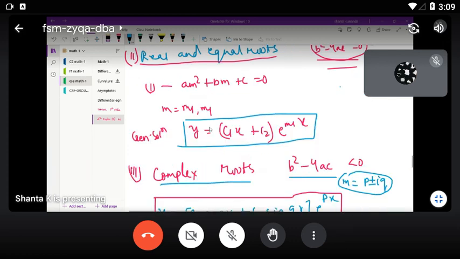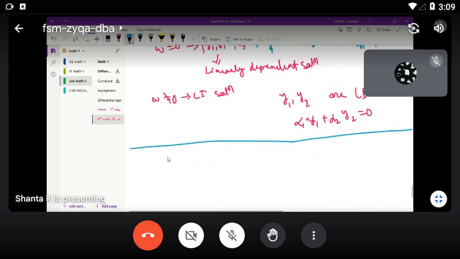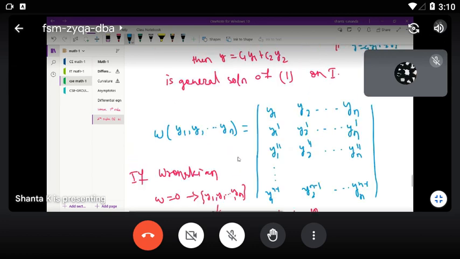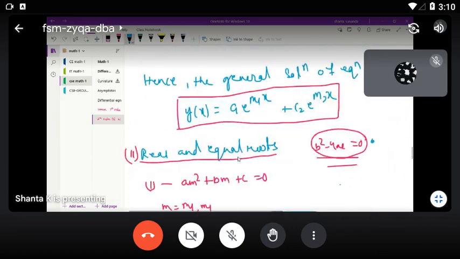This one, see, if you look at the second case, you have repeated roots, equivalent repeated roots, m equals m1 and m1. Since we are talking about the repeated roots, only the quadratic one we are considering, second order. As I said, the first one we have done here.